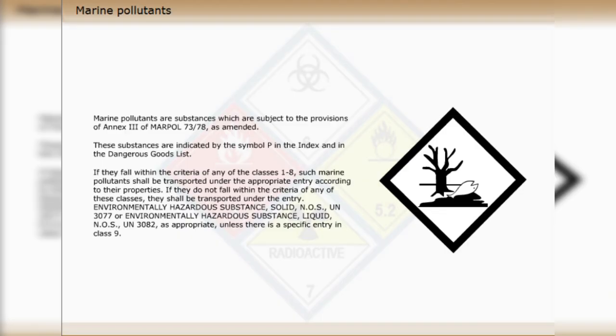If they do not fall within the criteria of any of these classes, they shall be transported under the entry Environmentally Hazardous Substance, Solid NOS, UN 3077, or Environmentally Hazardous Substance, Liquid NOS, UN 3082, as appropriate, unless there is a specific entry in Class 9.